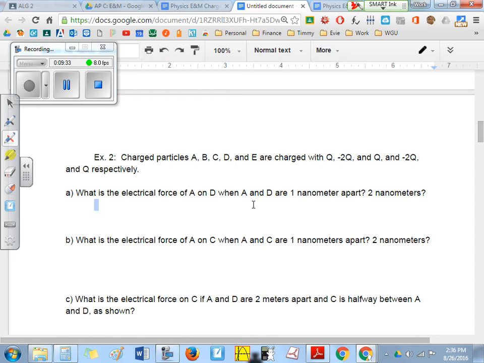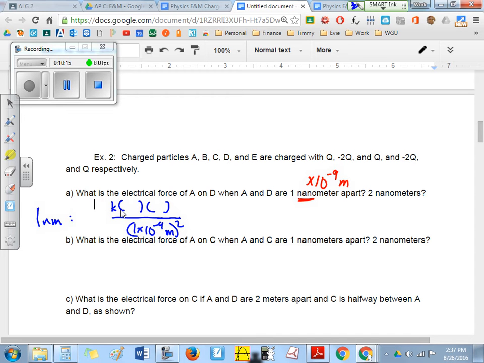Remember, a nanometer is times 10 to the minus 9th meters. It means billionth of. Nano means billionth of. Sorry about the silly prefixes we use. So anyway, you're going to be using KQQ over R squared. And the R is literally the distance between them. So you just do 1 times 10 to the minus 9th. So this is for the 1 nanometer case.